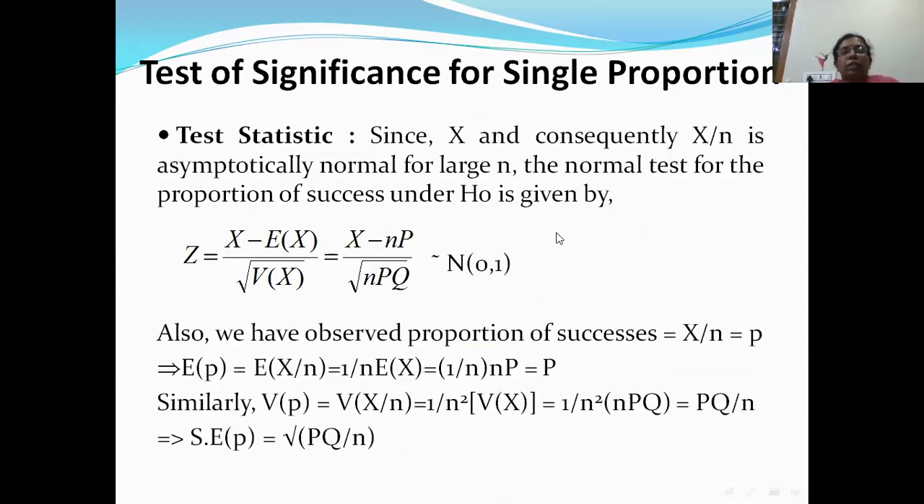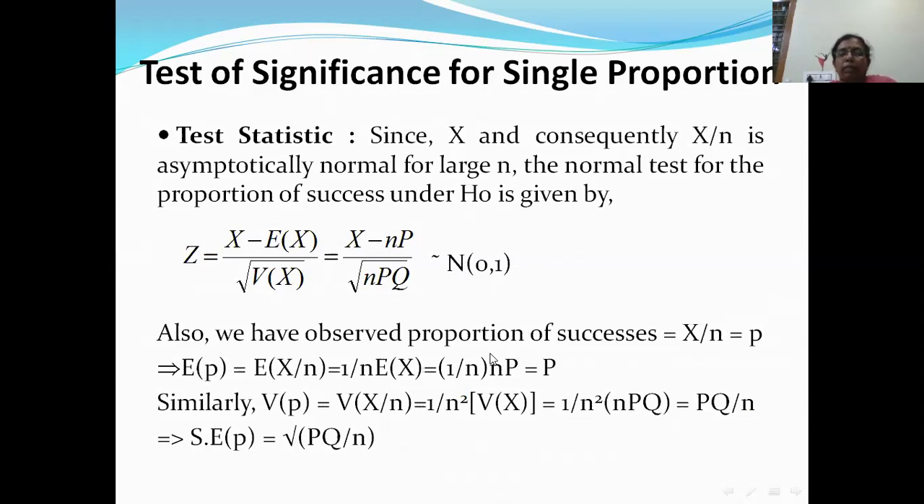Now the test statistic. Since x is normally distributed, consequently x by n is also asymptotically normal for large values of n. So the normal test for the proportion of success under H naught is given by z equal to x minus expected of x by root of variance of x. So this is equal to x minus expected of x, we know it is np, and variance of x is npq. So x minus np by root of npq. This follows N(0,1).